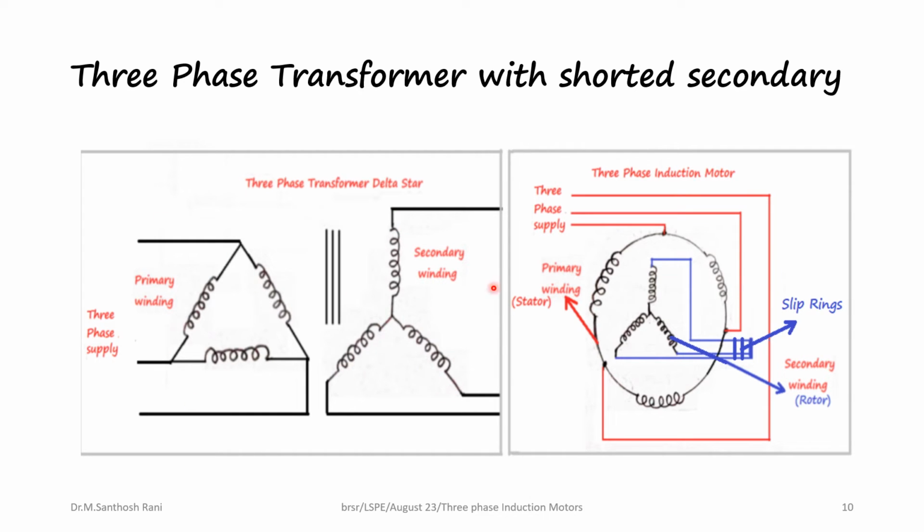If the same arrangement is made in the form of a machine, say this delta connected primary winding is put in the stator of a machine like this, and a three-phase supply is given to it, this becomes the stator of an induction motor. And if the secondary winding is put inside the machine like this as a rotor, and the ends of the windings are shorted using slip rings, this becomes a slip ring induction motor.